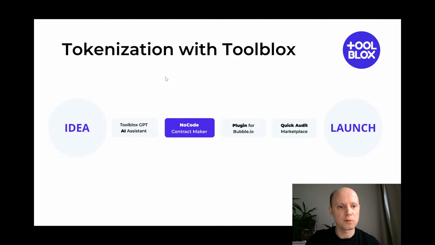And we aim to go from idea to launch and make it very simple. So we offer tools to go from idea to launch on blockchain. So those tools are the AI assistant, which we will actually demo, the no-code contract maker, which I'll also show today, and also, very importantly, a plugin for Bubble, where we can design anything you like as a DApp and then connect to your smart contracts.